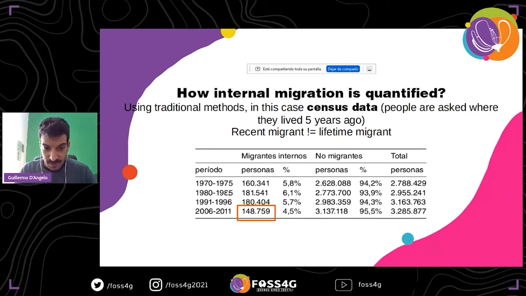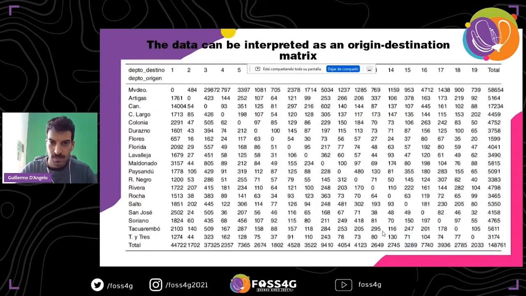So regarding the data, the number of internal migrants in Uruguay would be almost 150,000, which is 4.5% of the population. So this data of recent migrants can be interpreted as an origin-destination matrix, where people declared to have been living in another department, in this case, but now are censused in a different one. So those are like dyads of departments. This is the name of the department, and this is the code of the department. This is just for better visualization. Could be like the name in the columns and the name in the rows also.